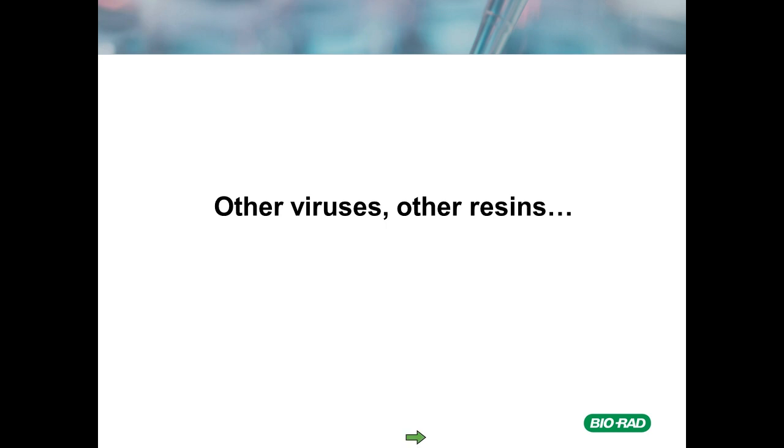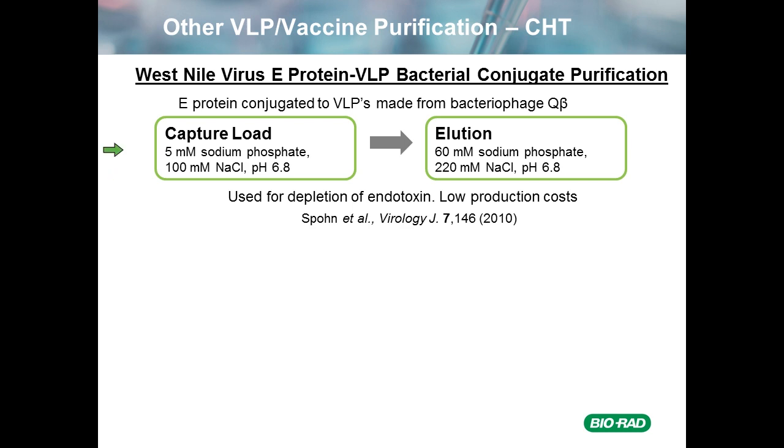I want to talk about some other viruses with other resins. West Nile virus has been purified, or the E protein in a VLP has been purified from bacteria. Again, on CHT, you see that the load is in low phosphate and a reasonable amount of salt, and the elution is with higher phosphate and a bit higher salt. This particular process was designed for depleting endotoxins, which is, of course, a major issue when you talk about bacterially expressed proteins. And also, the production costs were quite low as a result.